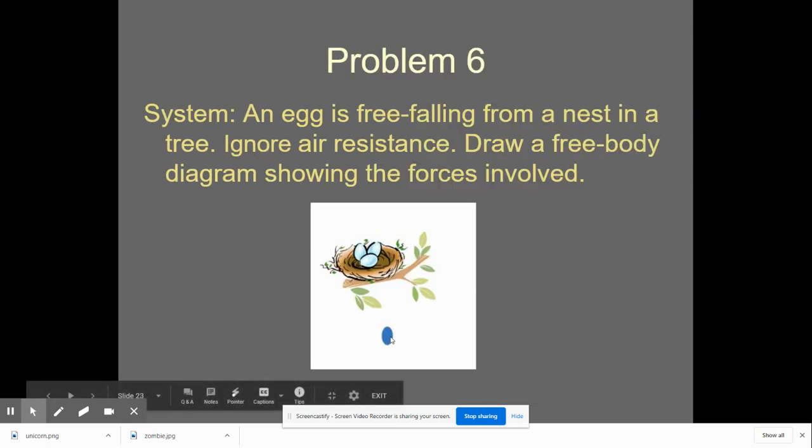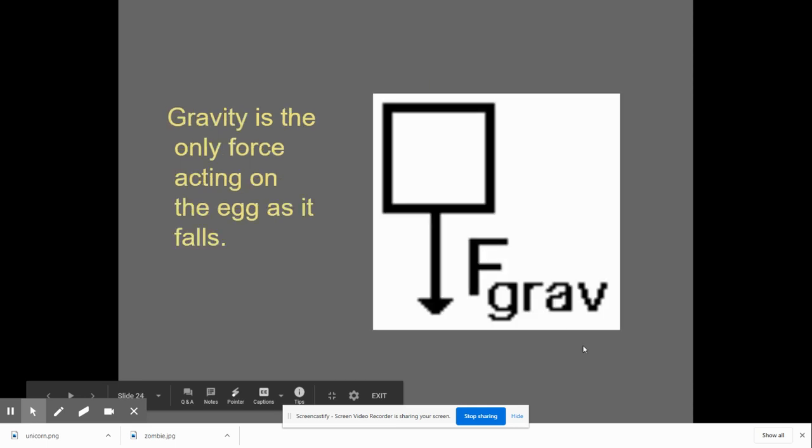Oh, an egg is free. Whoa, that's not good. Free falling from a nest in a tree. Ignore air resistance. Happily. Let's see. I believe we are just looking at the egg. Draw a free body diagram just of the egg. And again, if I'm ignoring air resistance, I feel like this is going to be the same as the football. I'm trying to think if there's any other force. I don't see a rope. I'm supposed to ignore air resistance. I'm going to go with gravity. I think it's just gravity. Yep.